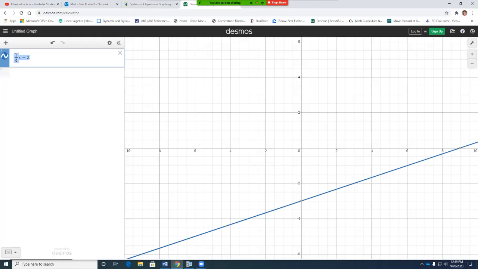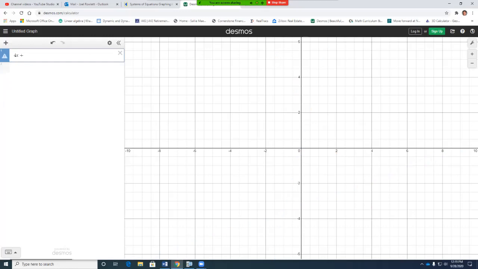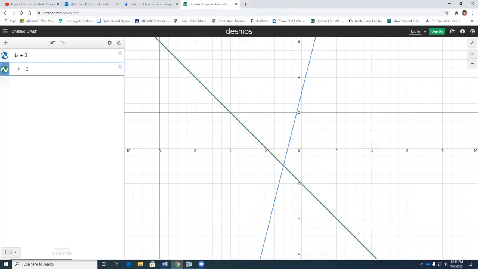We had 4x plus 3 and -x minus 2. And we can see that the blue line and the green line intersect at -1, -1. That's the second problem that we did. That's the one that was a little hard to interpret, so we ended up solving it by substitution. But we can see here that the answer is -1, -1.